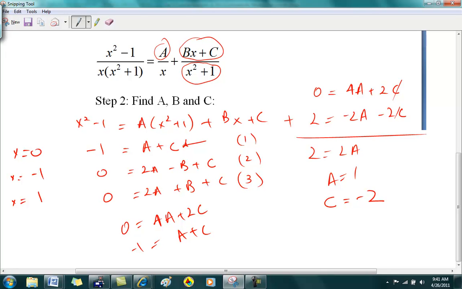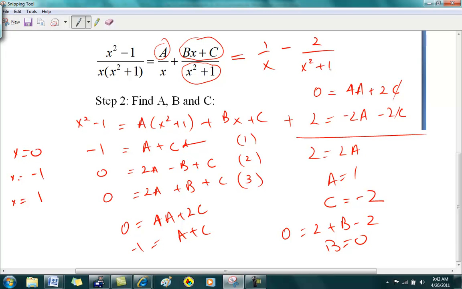That leaves me with b, and I can choose any one of these equations. Say if I choose this equation here, by plugging in, I get 0 equals 2 plus b minus 2, so b is equal to 0. So your final answer is this is equal to 1 over x. C is negative, so it's negative 2 over x squared plus 1.